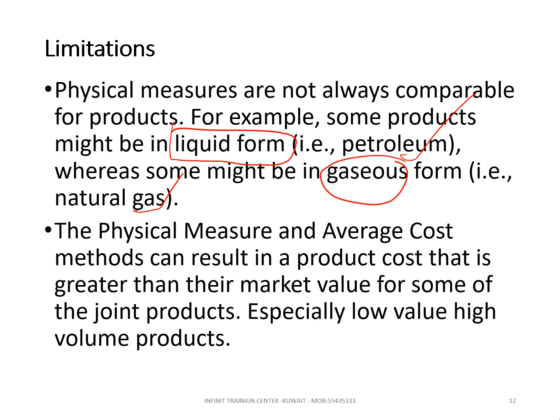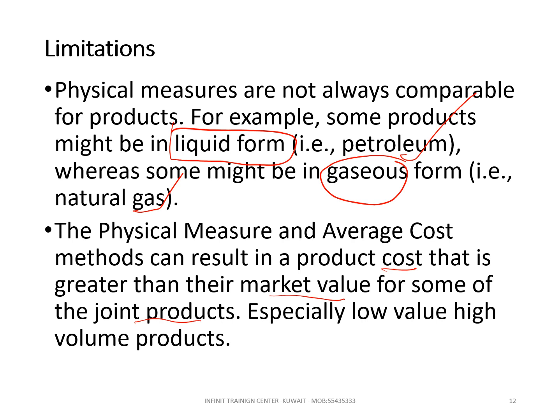Also, physical measure and average cost method can result in a product cost that is greater than its market value for some of the joint products. So this is another issue with the physical method. Here we are allocating the total cost based on what we produced. So whichever is produced more will get more of the cost.